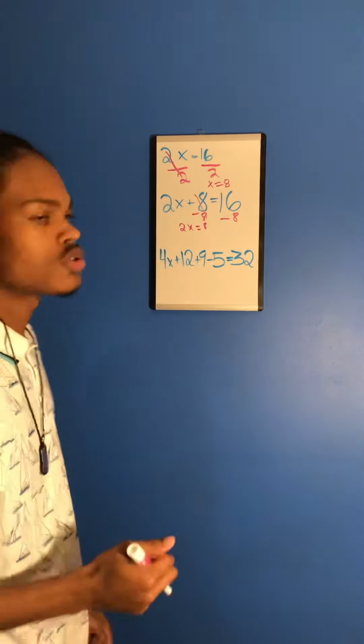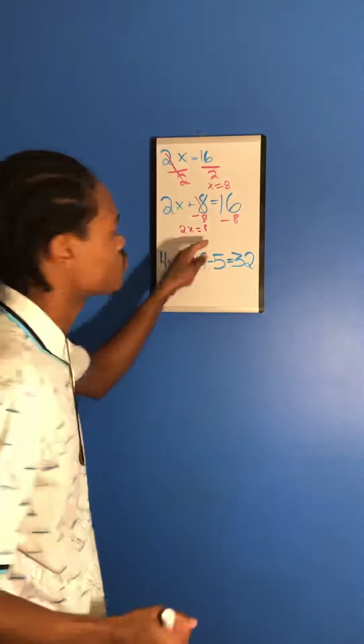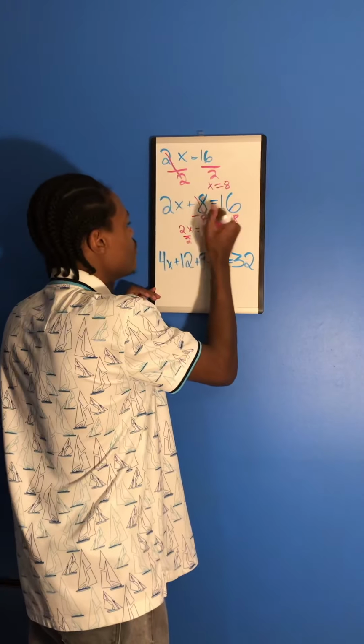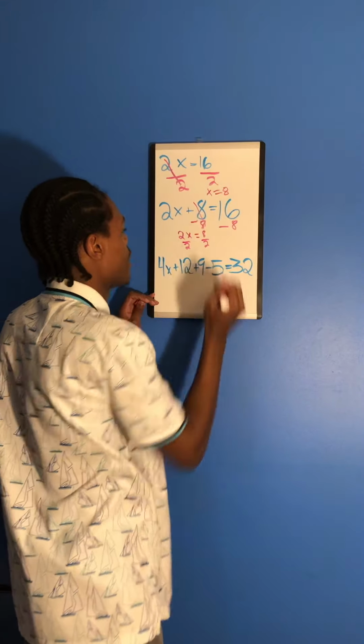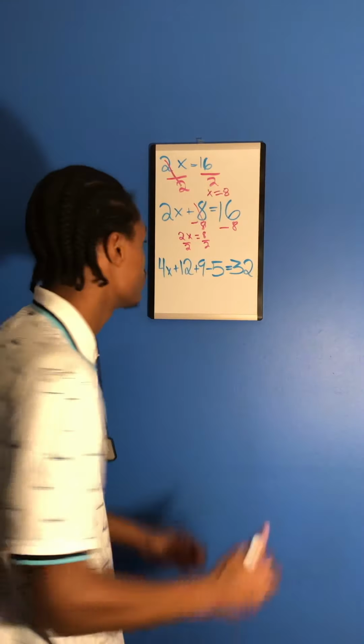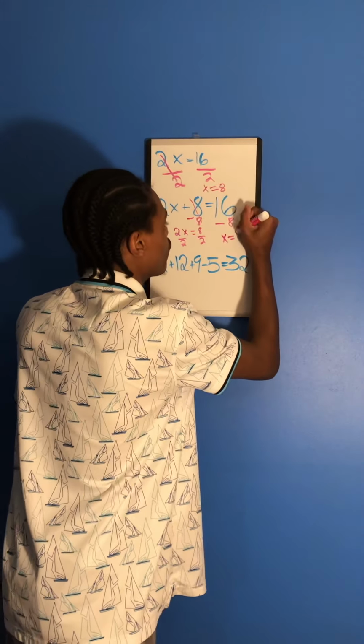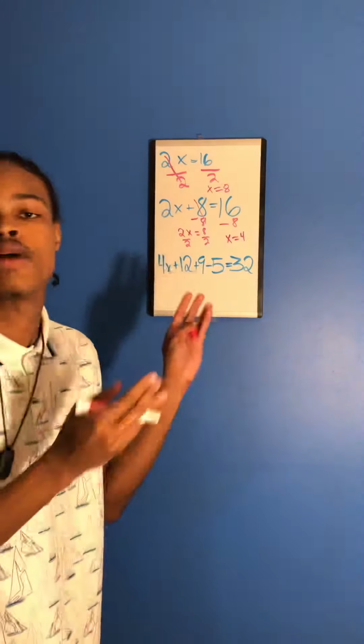So we're going to do the same thing we did for the first one. We divide by 2 on both sides. So we do 2. 8 divided by 2 is 4. So we have the x by itself again. X equals 4. And that is getting x by itself.